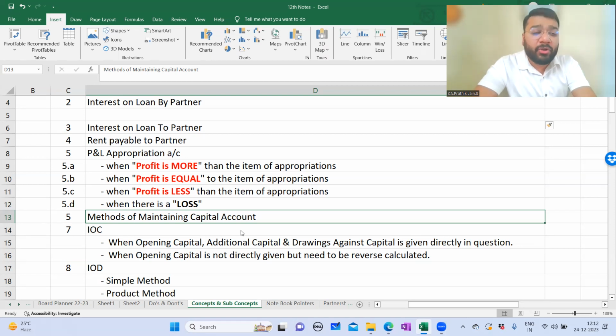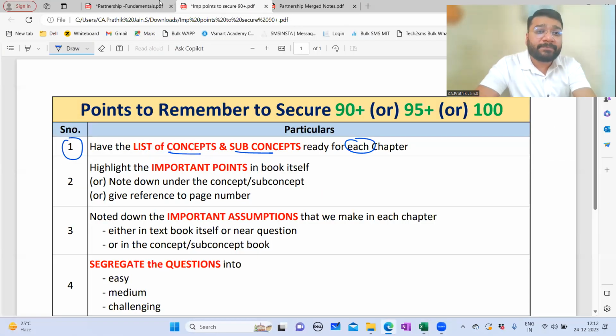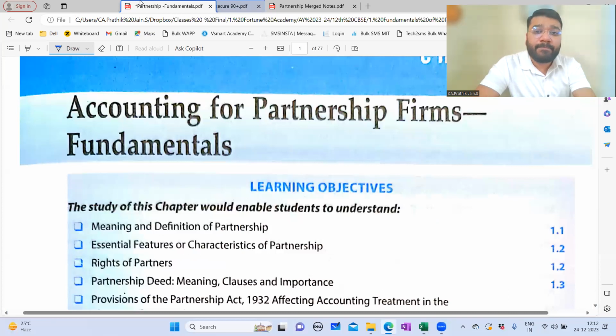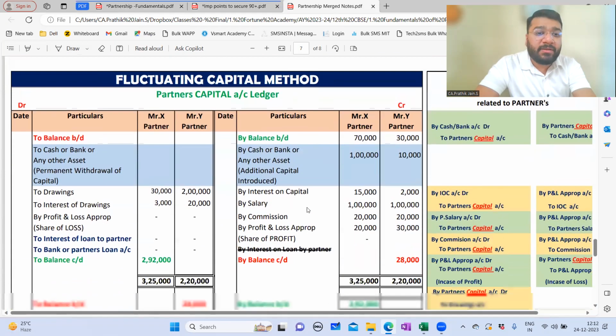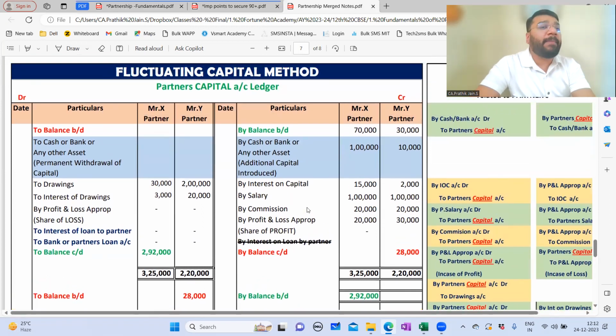Sir, what format are you talking about? Like this. I've shared the notes with all of you. This is the full format of the fluctuating capital method. Every possible transaction has been incorporated here. So if you glance at this, you'll be very comfortable.